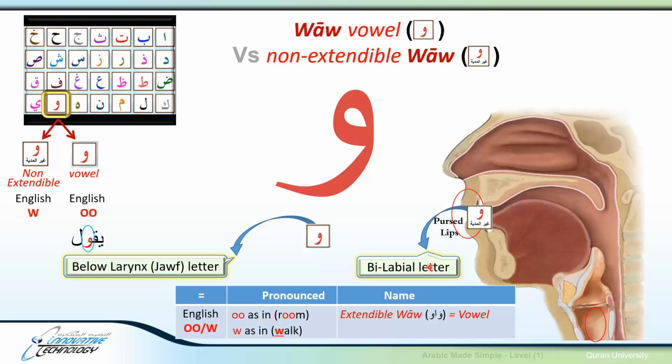Oo, two lips brought together. Bilabial letter, as in yawm, which means a day in Arabic. Yawm is like walk. Both of them have short waws, non-extendable waw, and that's why the waw in walk or yawm is called non-extendable waw, waw ghayr al-maddiyyah.